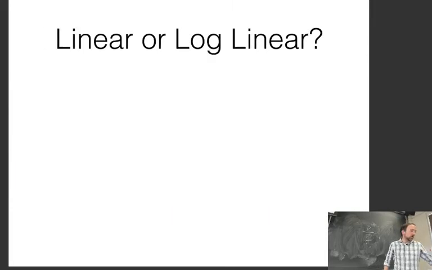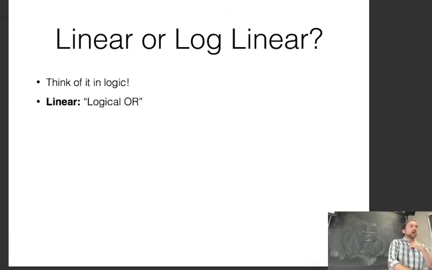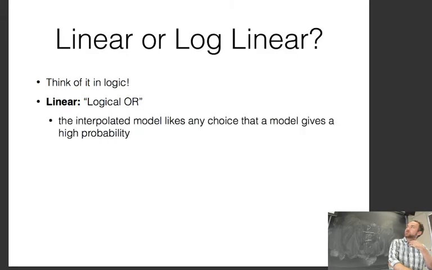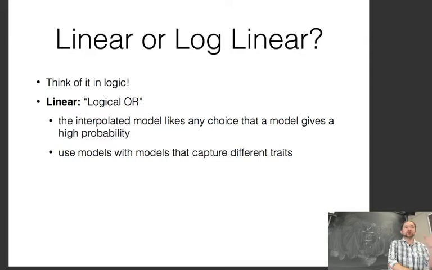So that raises a question, linear or log linear models. When you want to decide which one of these to use, you can think of it in logic operations. A linear interpolation of models is like a logical OR. What I mean by this is the interpolated model will generally give a high probability to any of the choices where any of the models think it's a good idea. This is good to use with models that capture different traits, or might be very good in different situations.